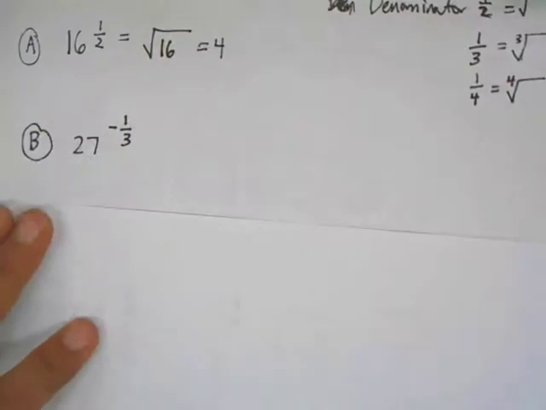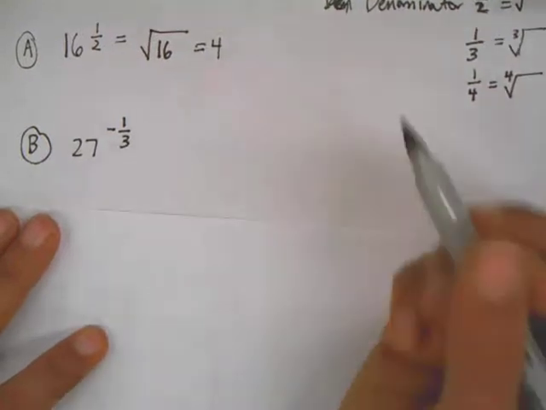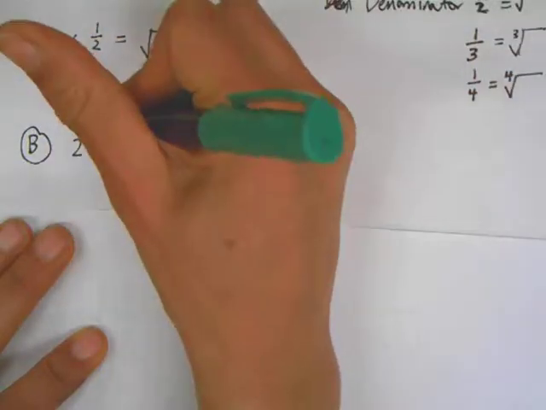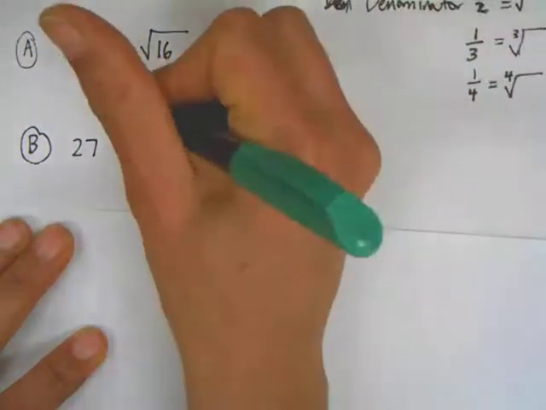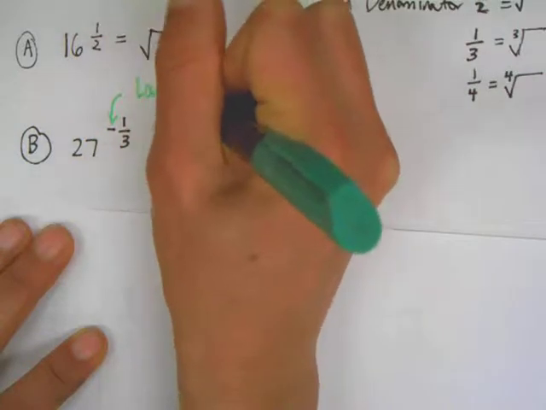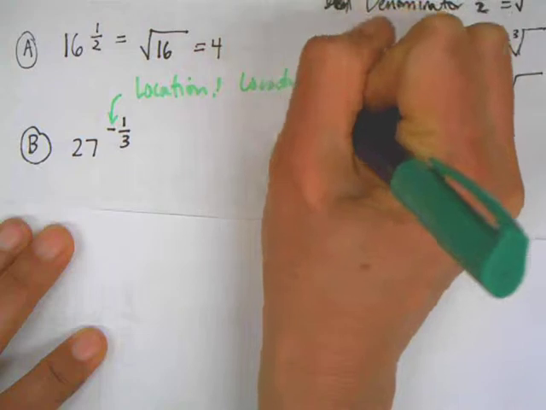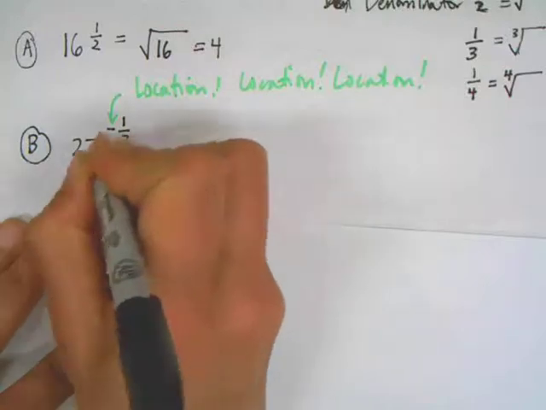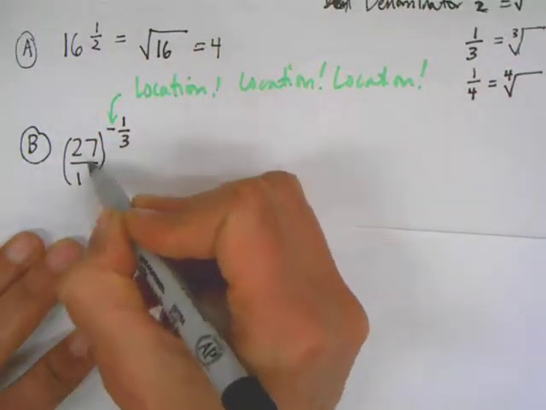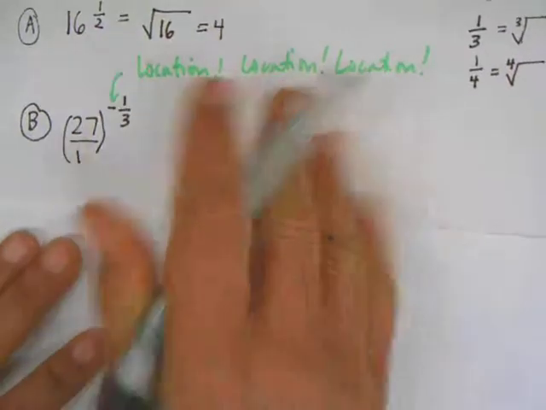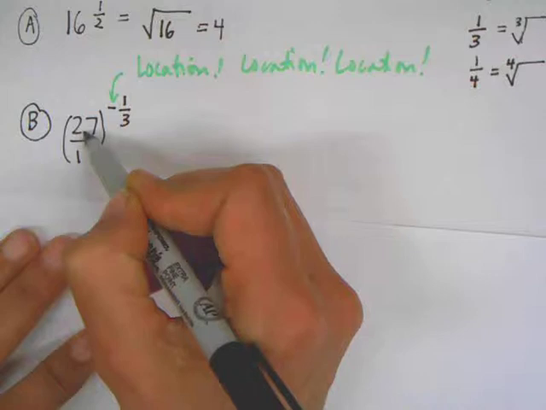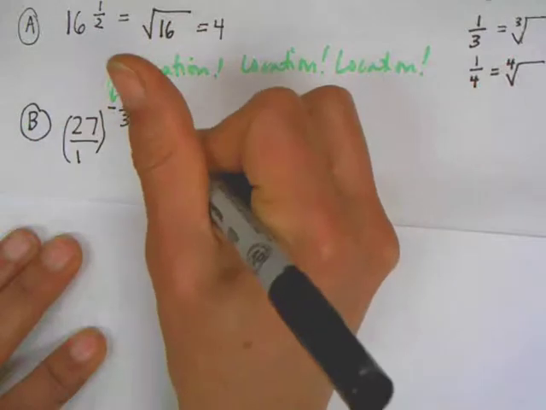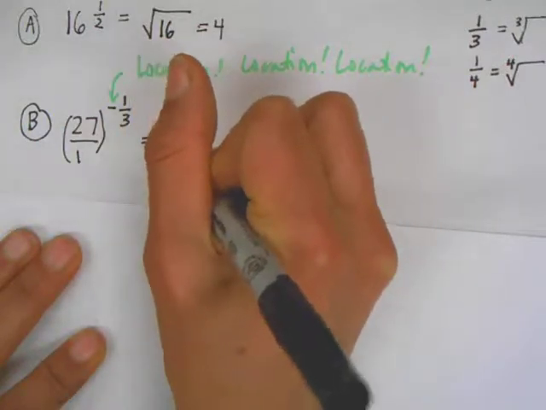So now let's look at this next problem, where we've got 27 to the negative 1/3. Whenever you see a negative exponent, the negative exponent has nothing to do with whether the number is positive or negative, but I always think: when you see a negative exponent, think location, location, location. So this number has a negative exponent, so 27 over 1. The reason I'm putting it over 1 is because when you see a negative exponent, it means the location of this number can be written in the other place. So instead of 27 over 1, the 27 is now in the denominator.